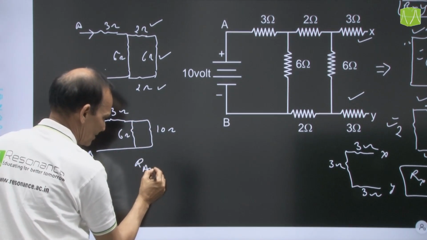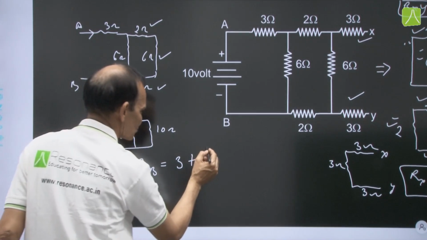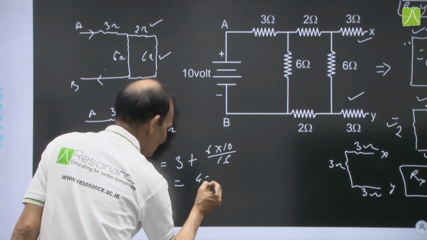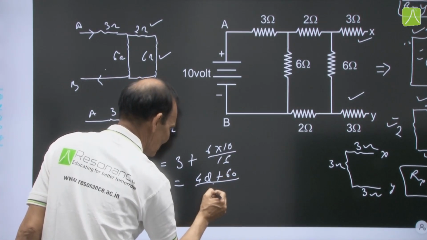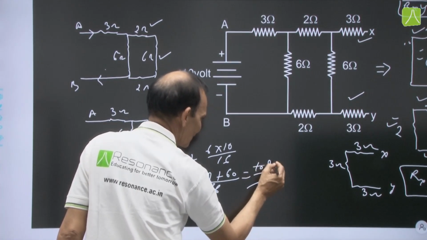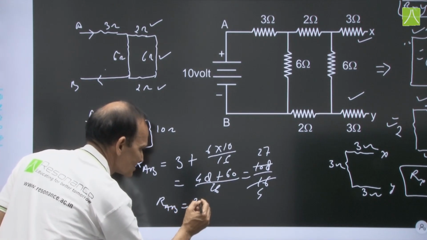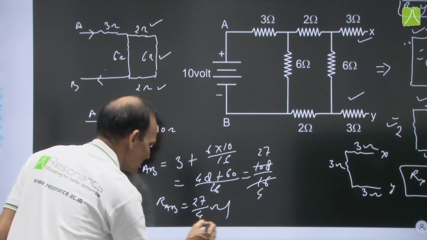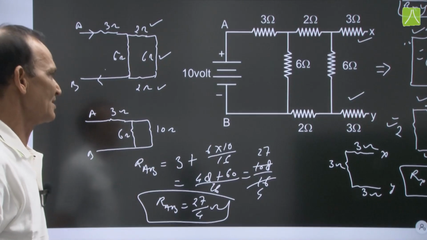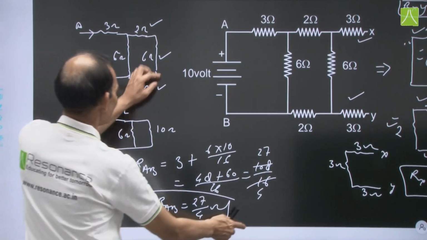So RAB will be equal to 3 ohm plus, these two connected in parallel: 6 into 10 divided by 6 plus 10, that is 16. It is 48 plus 60 divided by 16. 108 divided by 16, that is 27 by 4. RAB is 27 by 4 ohm. Got the answer. So resistance between A and B is 27 by 4 ohm, and between XY is 9 ohm. These were the answers of the resistances to be found.